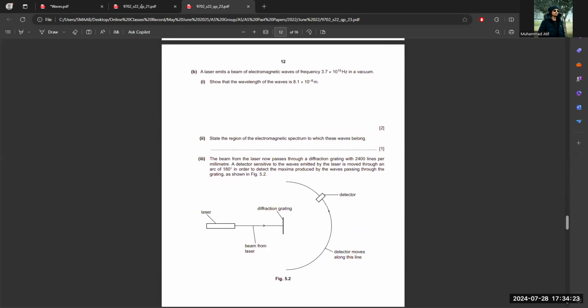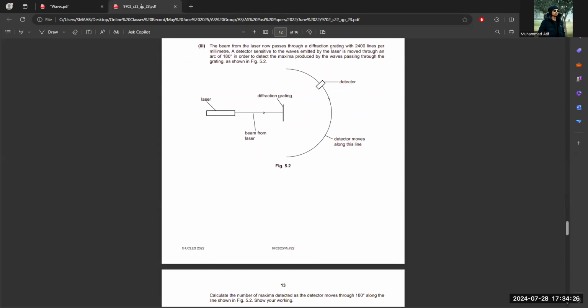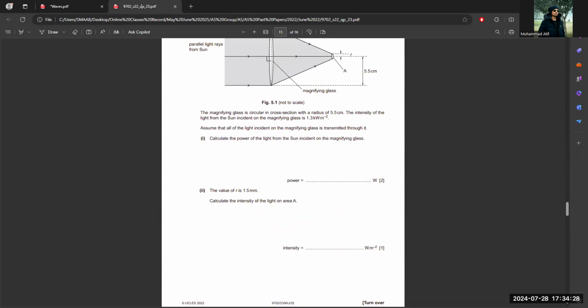Okay, this part is related to diffraction grating. So let's try this one.